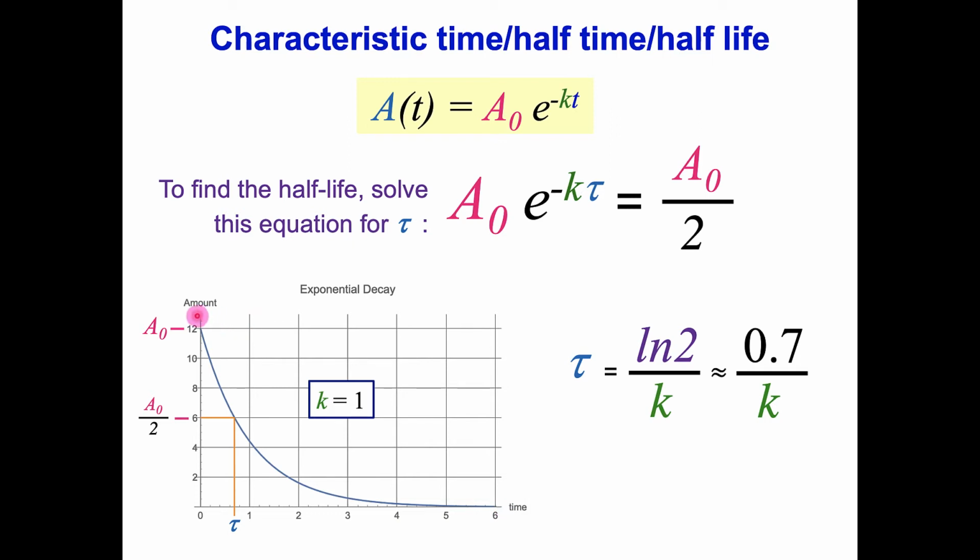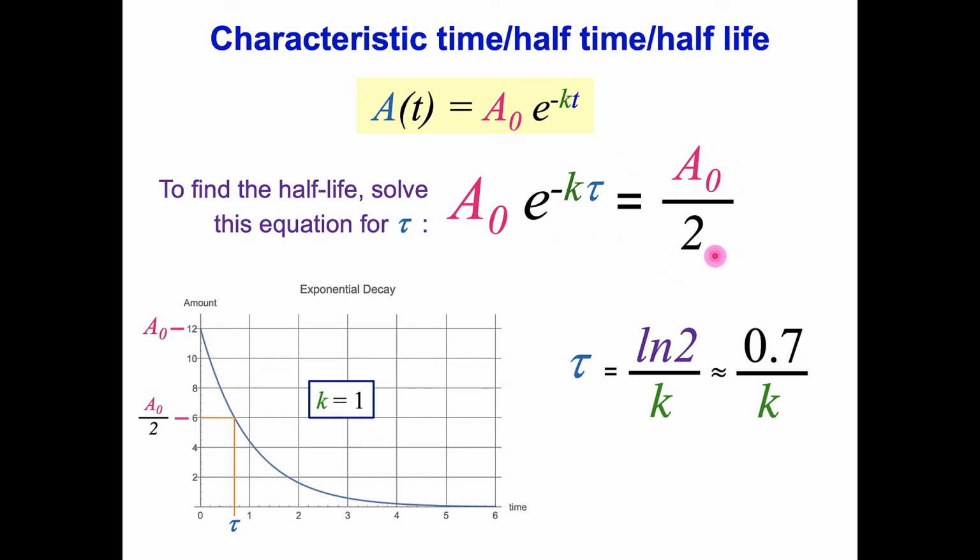What we're trying to find is what is the time that we're left with half the amount that we started with. We started with 12, so at what time do we have 6? What is this particular time, tau, where we're left with 6 units of A? So to find that, we're going to solve our integrated rate equation for that particular value tau at which the amount we have at that time is equal to half the amount we started with.